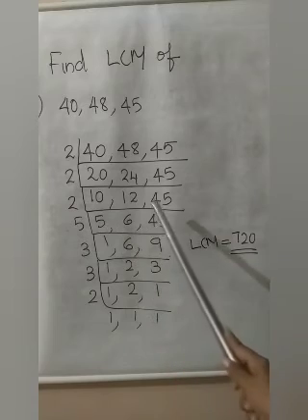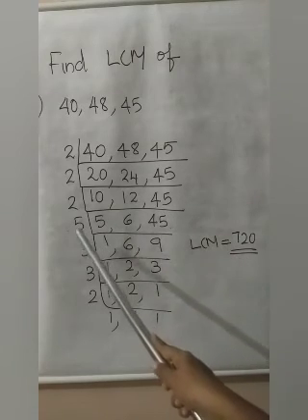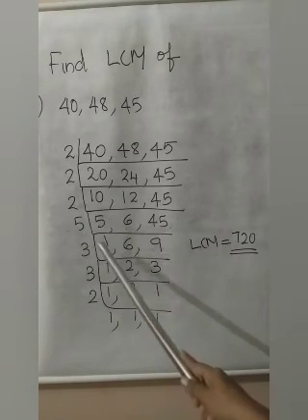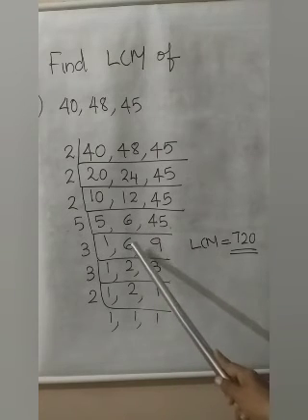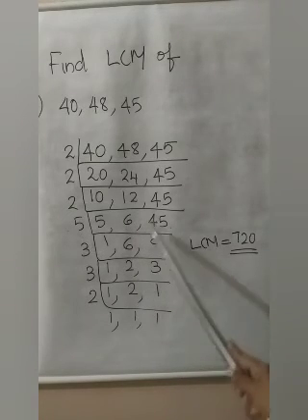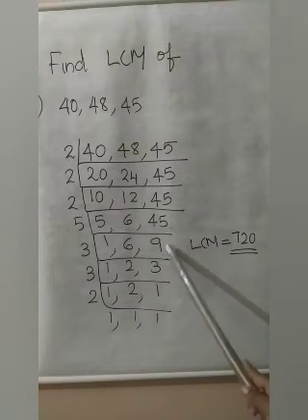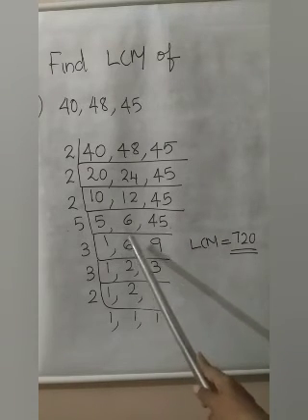Now here 5 and 45 are there. So I can go for 5. So 5 in 5, how many times? 1. 6 I am writing the same. Don't make any change for 6. 45, how many times? 9. Next you are having 1, 6 and 9.